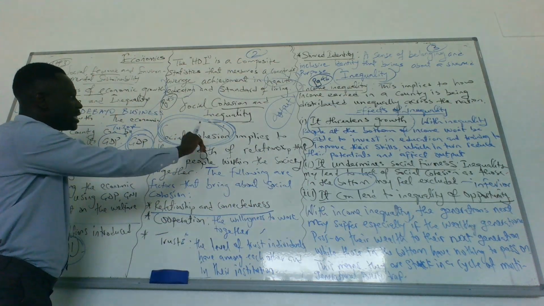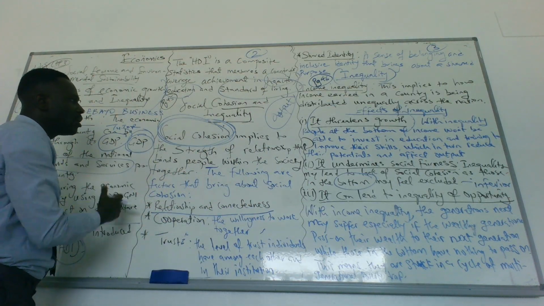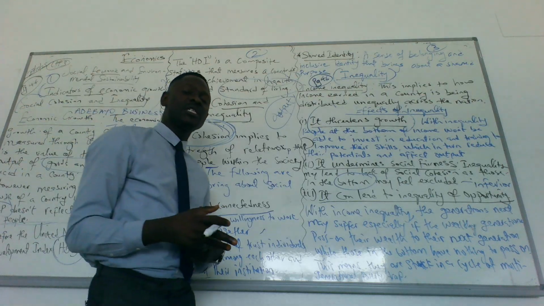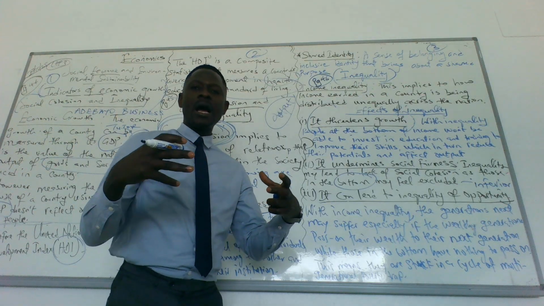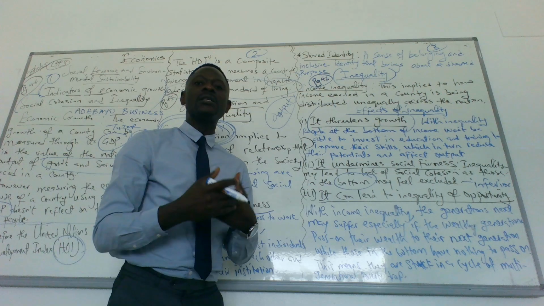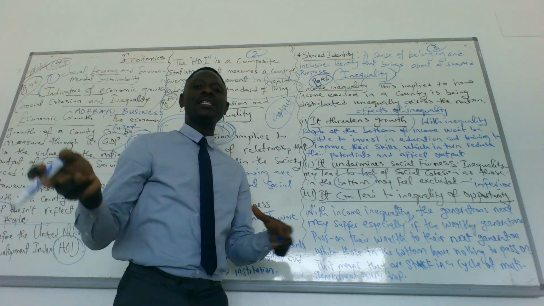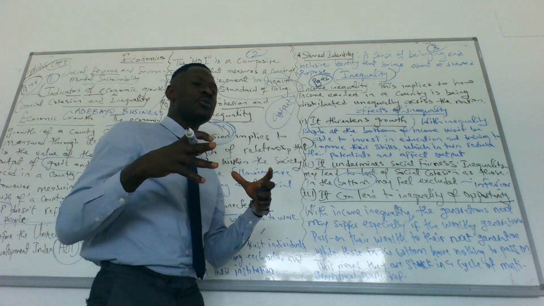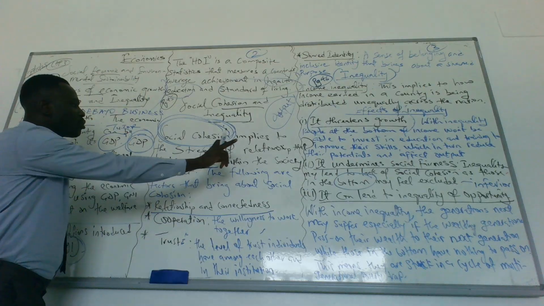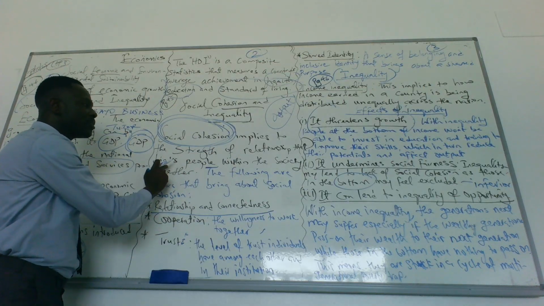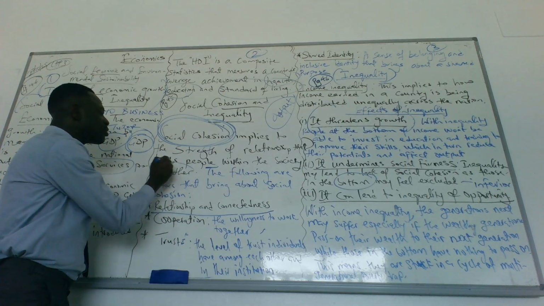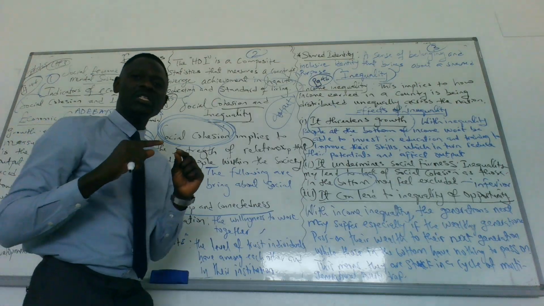So that's about HDI. Then we have social cohesion and inequality. What does social cohesion mean? Social cohesion simply means our togetherness. What brings us together as a society, as individuals, and now as a society? So here I'm going to read. Social cohesion implies the strength of relationship that binds people within the society together. What binds people within the society together?